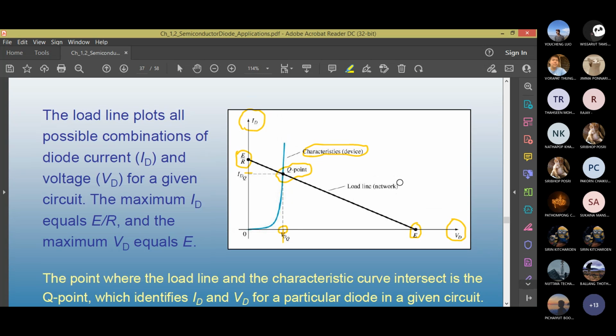Before I go a bit further, also appreciate that when the diode voltage equals E, what is the current? At this point, let me put an arrow. What is the current at VD equals E? Anyone? Zero current. Very good. And then look at the other extreme point. When the current equals E over R, what is the voltage?